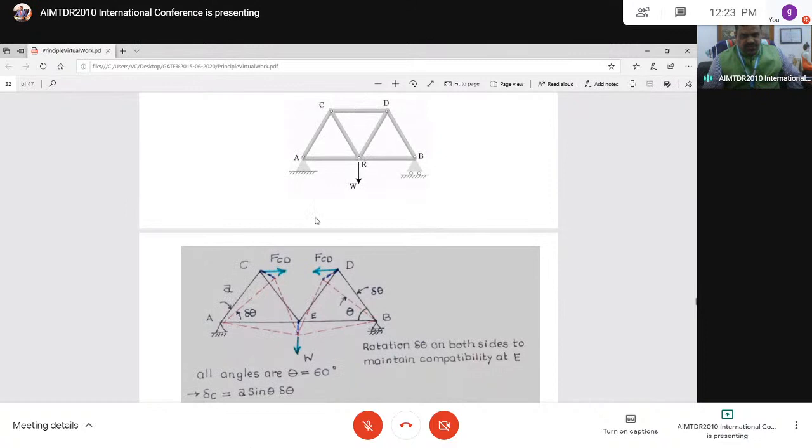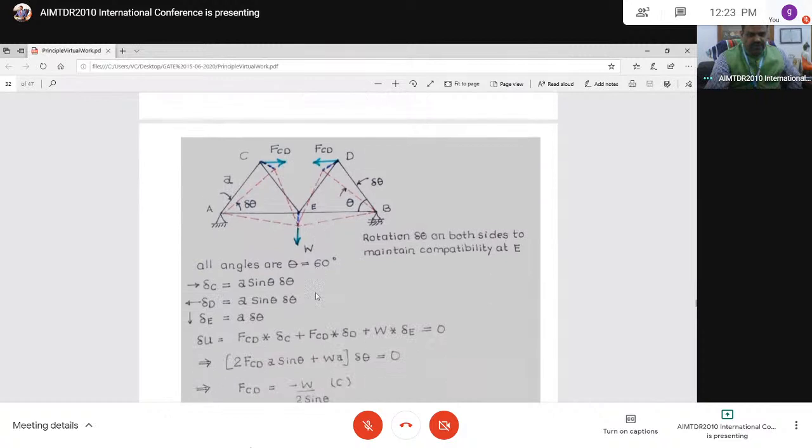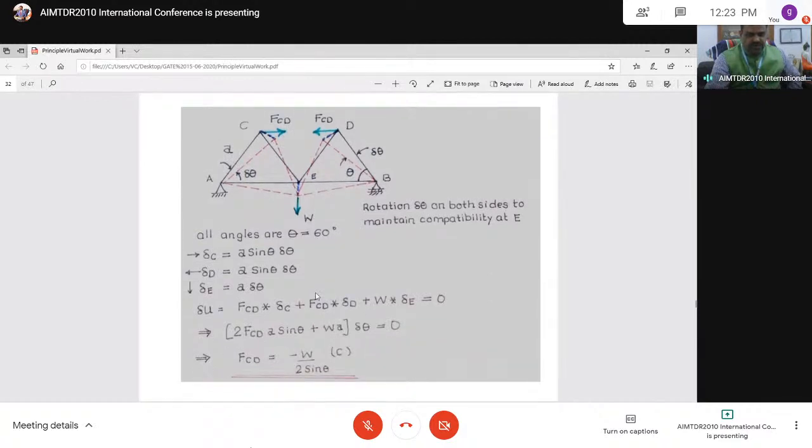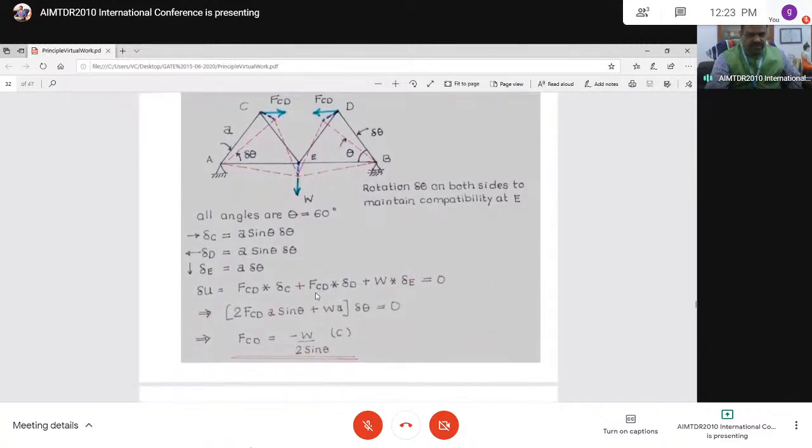If you can remove this member, there are two forces acting. Weight is given or external force. Find out the work done. Okay, similar problem we have solved earlier. Please try this at home.